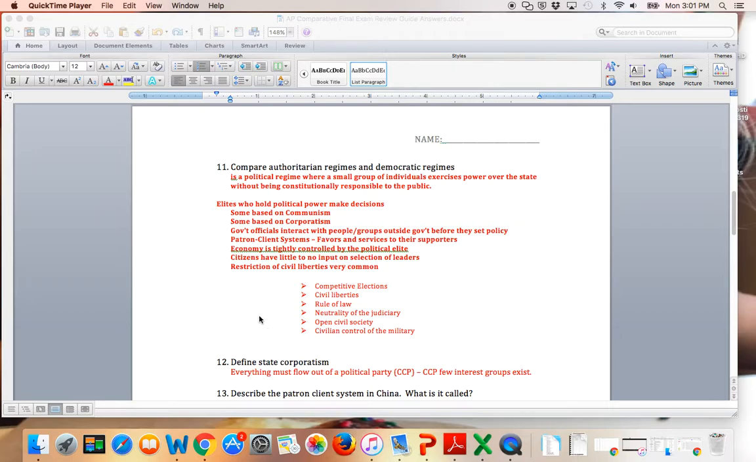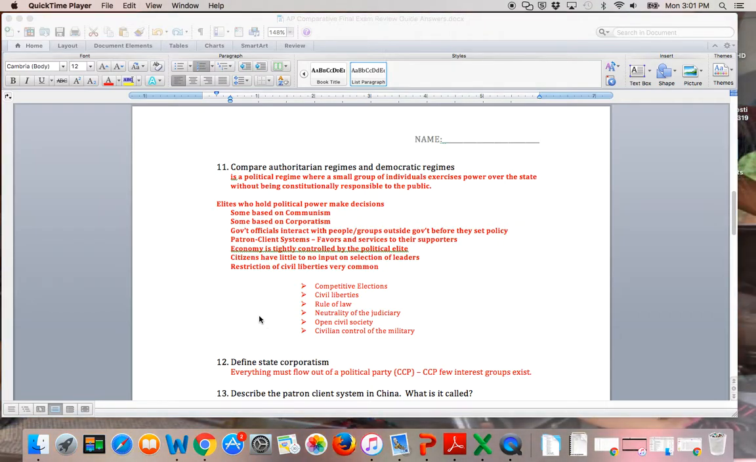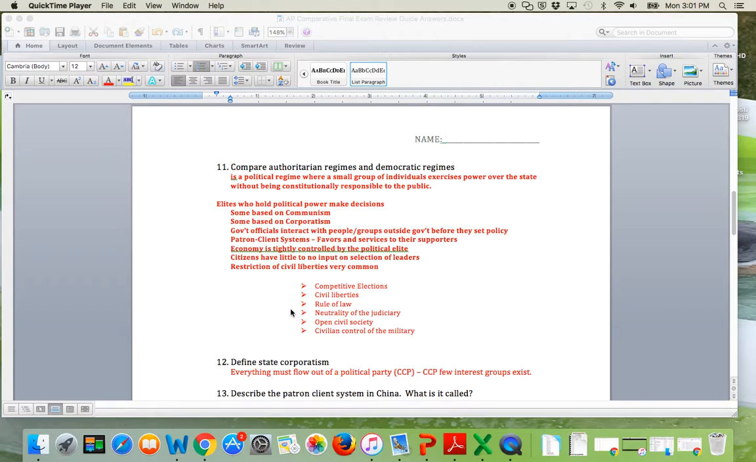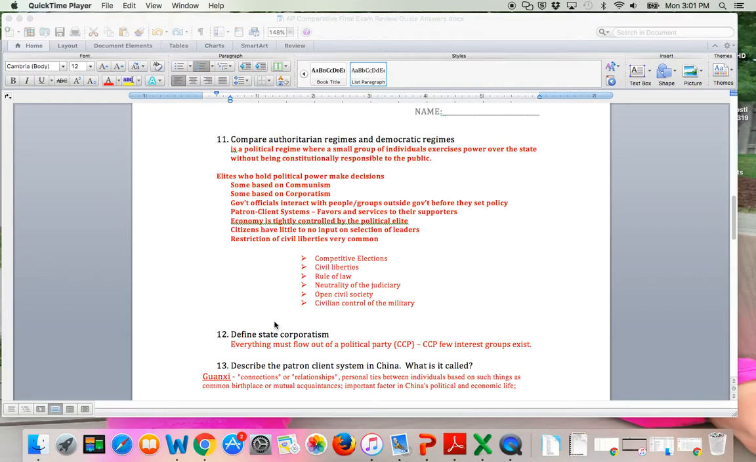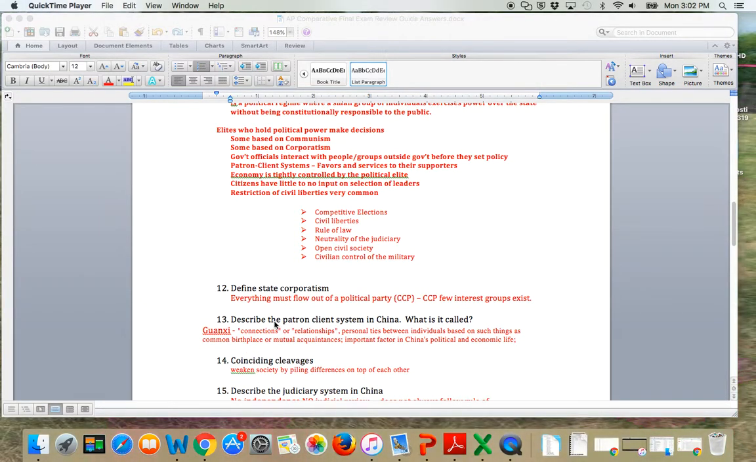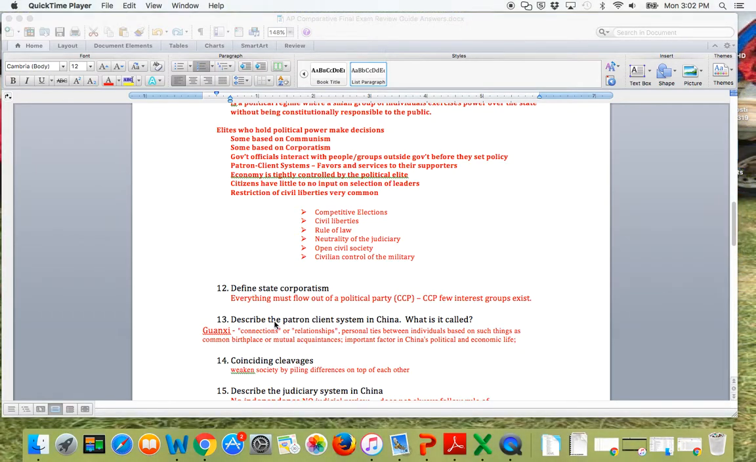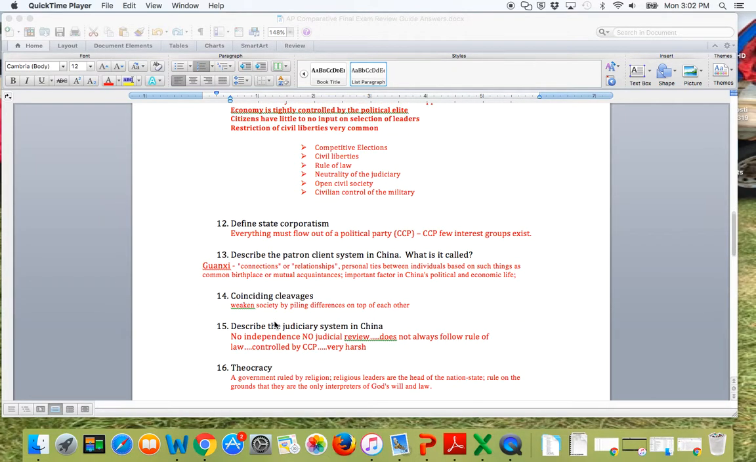Authoritarian regimes and democratic regimes. In your authoritarian regime, you have elites based on corporatism running the government. A lot of times you have a patron-client system. In a democratic regime, you have competitive elections and an open civil society. Corporatism: everything must flow out of a political party, just like the CCP in China. State corporatism: they're controlling all organizations' business interests through the government.